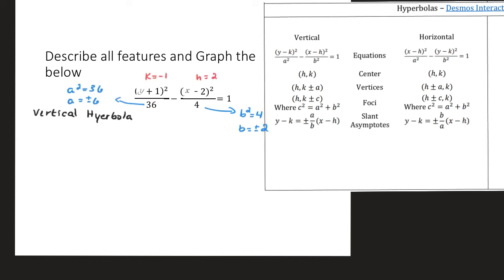Okay, check your work. I got that this is a vertical hyperbola. My H is 2, my K is 1, and I got A as plus or minus 6 and B as plus or minus 2. Because it's a vertical hyperbola, I'm going to be following this list. See if you can identify all the features starting at your center all the way down to your slant asymptotes.